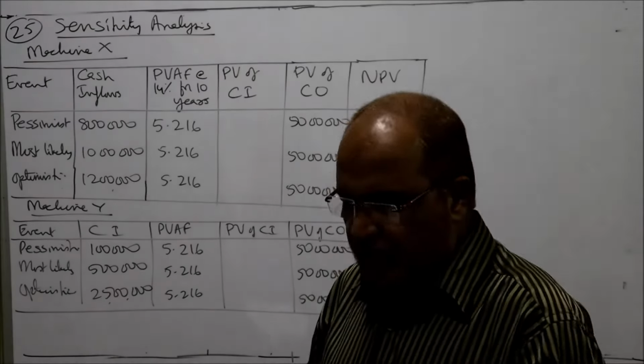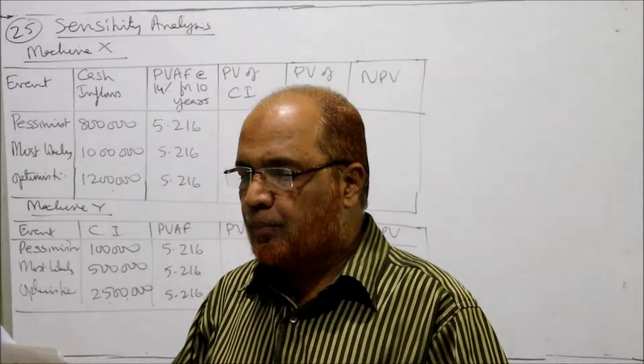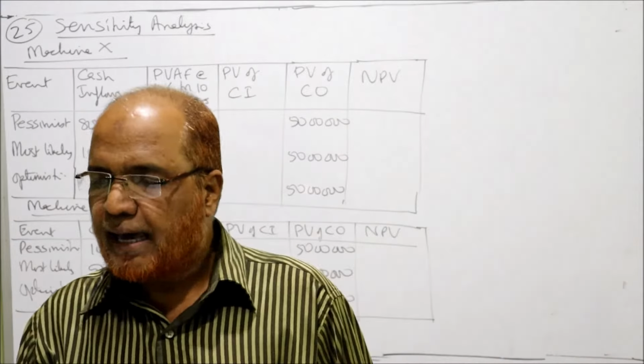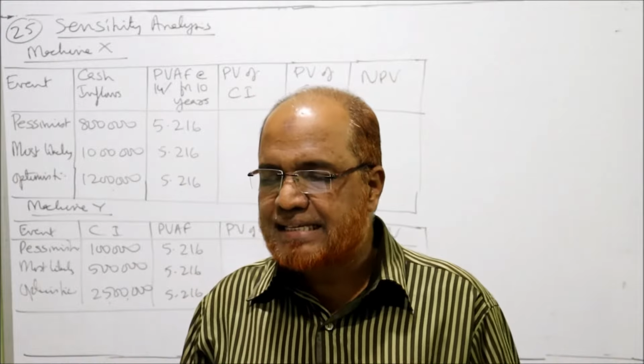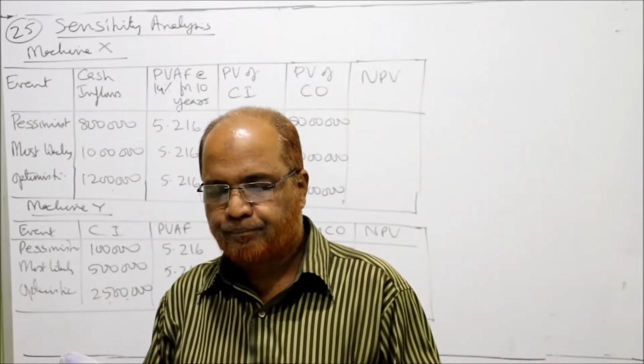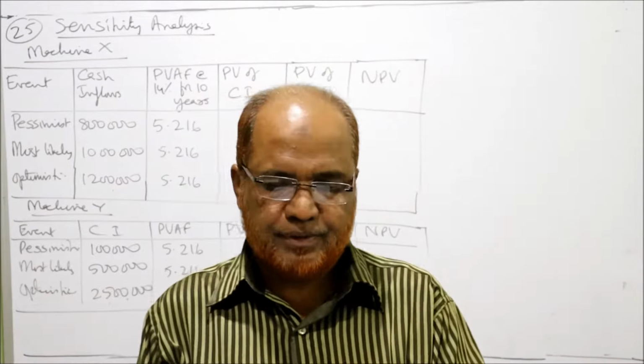So we were doing problem number 25. Again we'll repeat it. Which of the following two proposals is more risky, X machine or Y machine? Calculate and give your opinion using sensitivity analysis for selecting one of the proposals, machine X or machine Y. Particulars are given. The cost of machine X and machine Y is 50 lakh, the same.